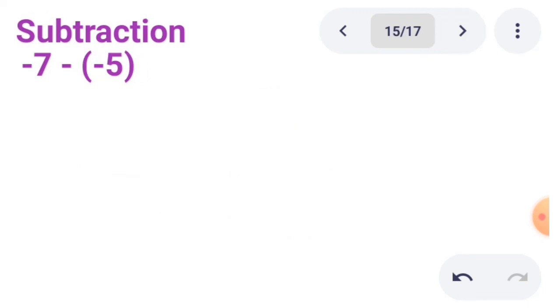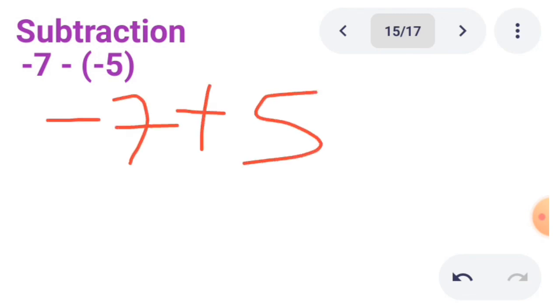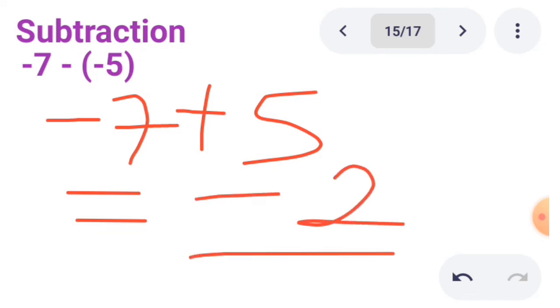Now let's see another example. We want to subtract a minus 5 from a minus 7. So what do we do? We simply change the signs. We have a minus 7 plus 5. We change the sign because there's a bracket, and minus times minus will give us a plus. So a minus 7 plus 5 is going to give us, if you press it in your calculator, a minus 2. And that is the answer. I know it's very, very simple. Please go ahead and try the examples on your own, and I know you can do it.